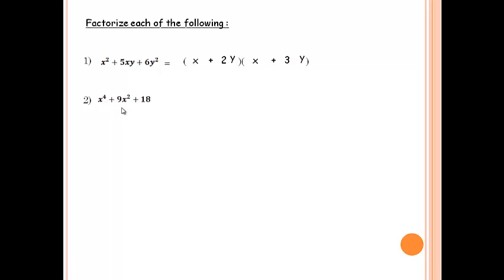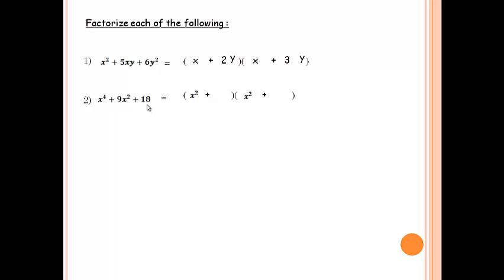Factorize x power 4 plus 9x power 2 plus 18. If the first term is x power 4, we can factorize it as what? As x power 2 and x power 2. What about the sign of the last term? Positive, so the two signs are similar and each of them will be as the middle term. The middle term is positive, so positive and positive. What about 18? I want two numbers whose product is 18 and whose sum is 9.